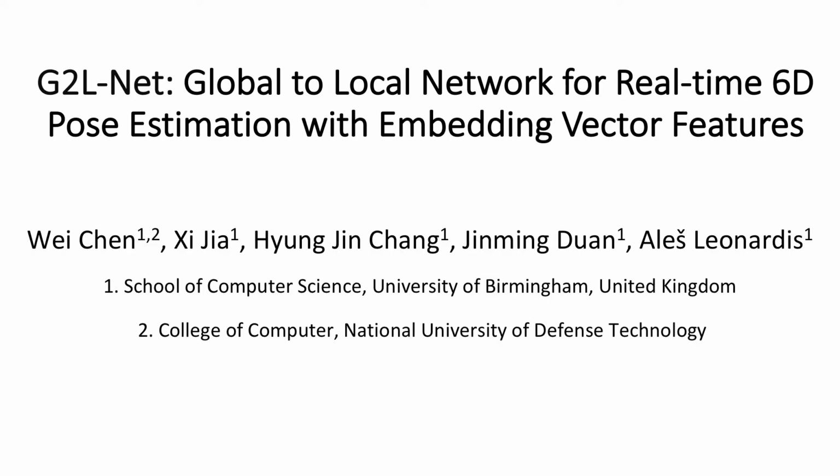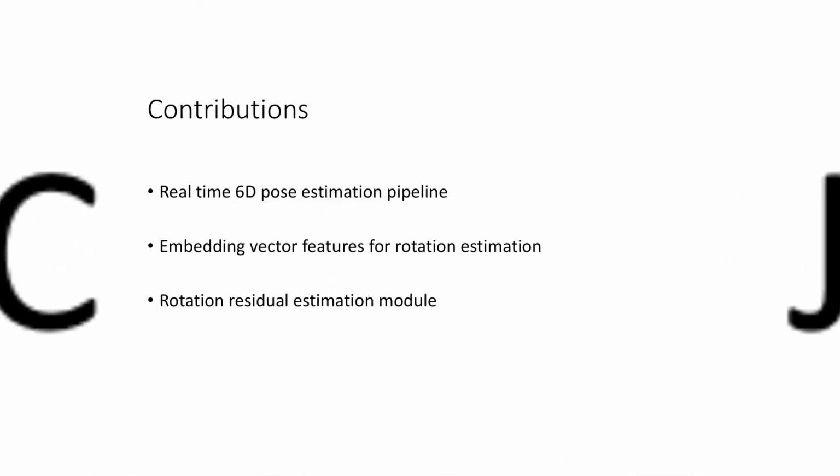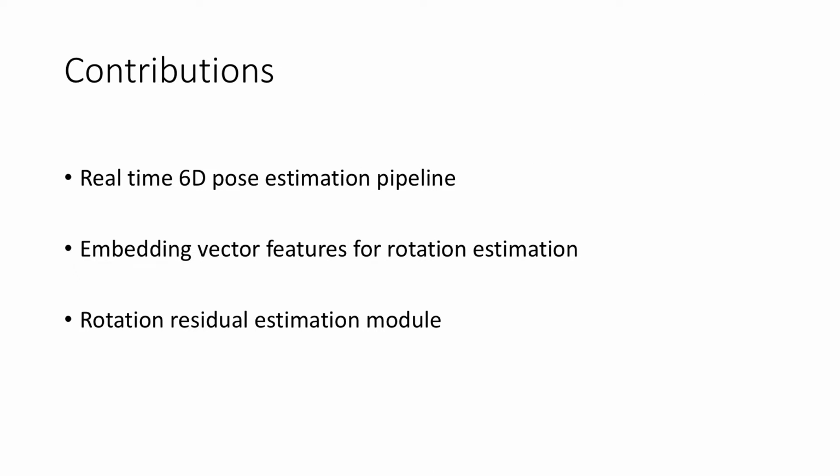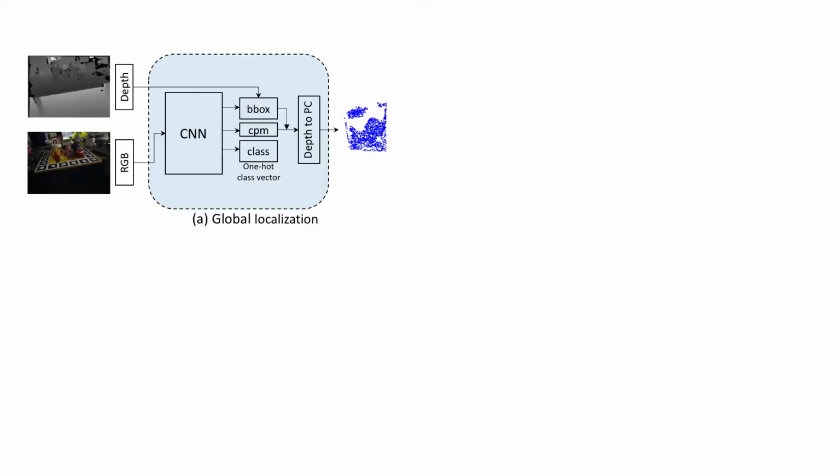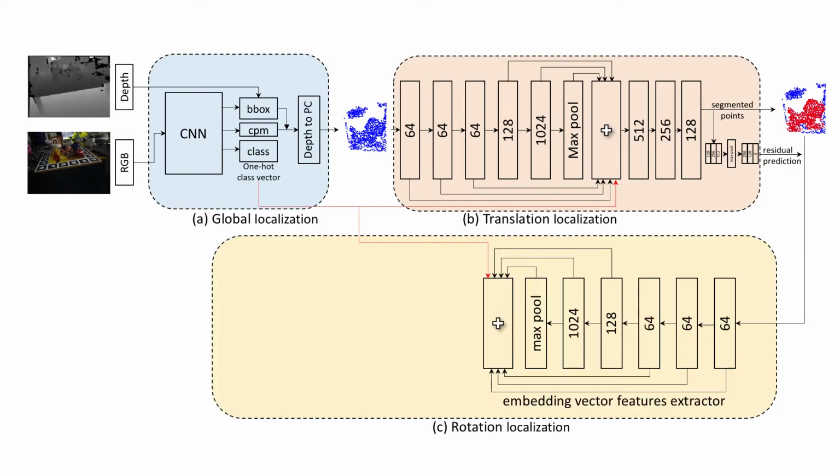Our network is designed for 6D object pose estimation. Here are our contributions. Our network has three parts: global localization with a 2D detector, translation localization, and rotation localization.